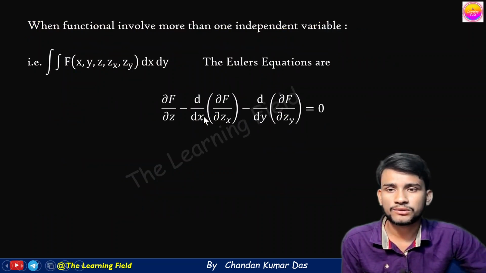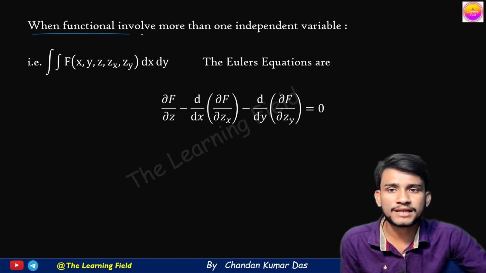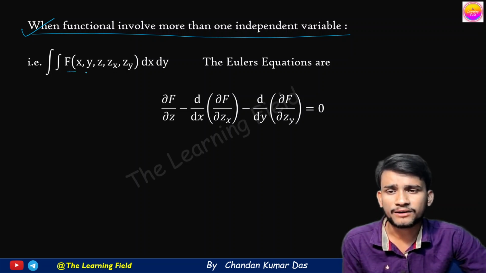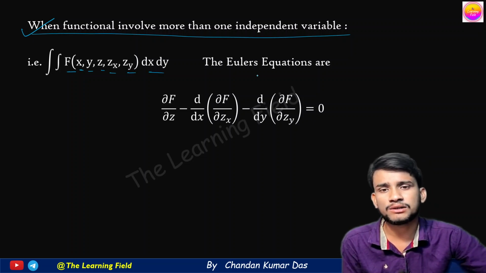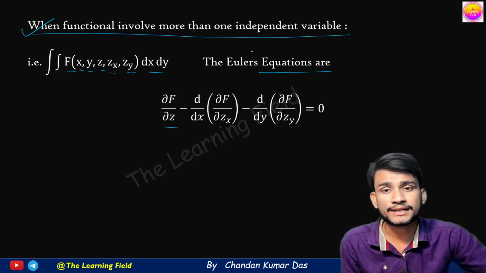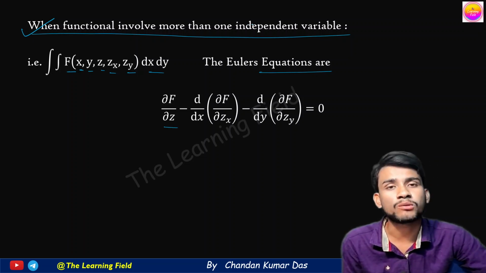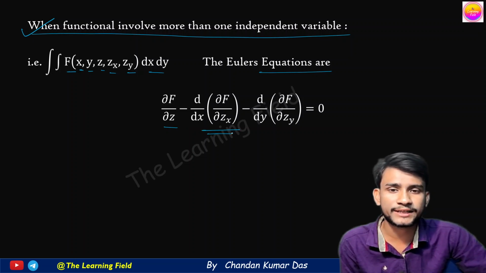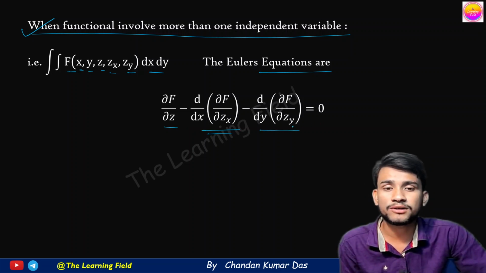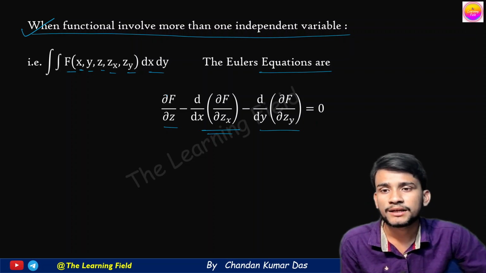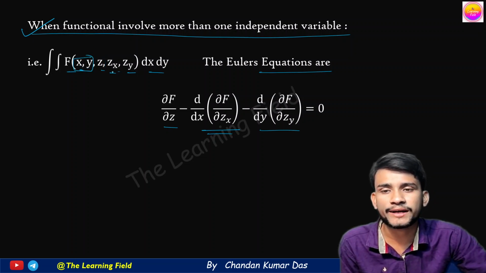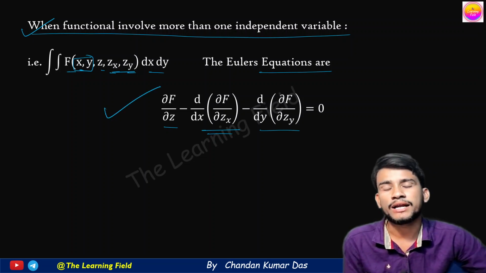Now, this is the last case of the Euler-Lagrange equation, when the functional involves more than one independent variable. Suppose the functional f is a function of x, y, z, zx and zy, then Euler's equation takes the form: here the number of independent variables is more than 1. So in that case the Euler-Lagrange equation is ∂f/∂z − d/dx(∂f/∂zx) − d/dy(∂f/∂zy) = 0. Here the independent variables are x and y, and z is dependent on x and y. So in that case the Euler-Lagrange equation is this one.